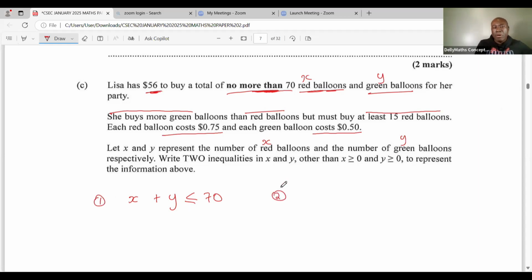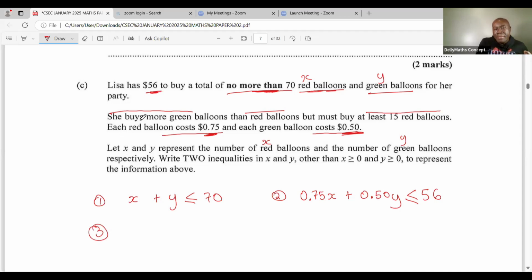That's one that we could come up with. Another one that we could come up with is with the price. The red balloon costs 75 cents, so you could say 0.75 times the number of them, plus the green ones, which cost 50 cents, 0.50y, must be less than or equal to 56. All right, so that's the second one. We're done, but we could pick out more.